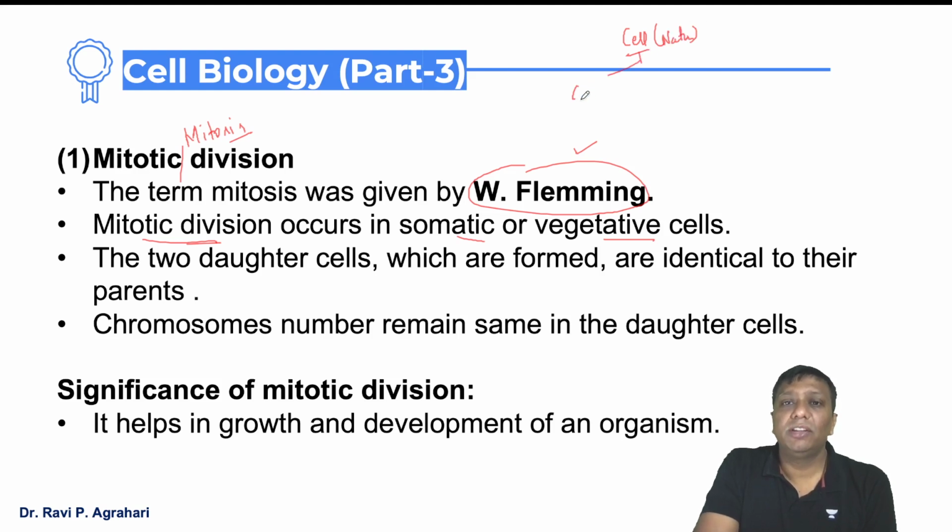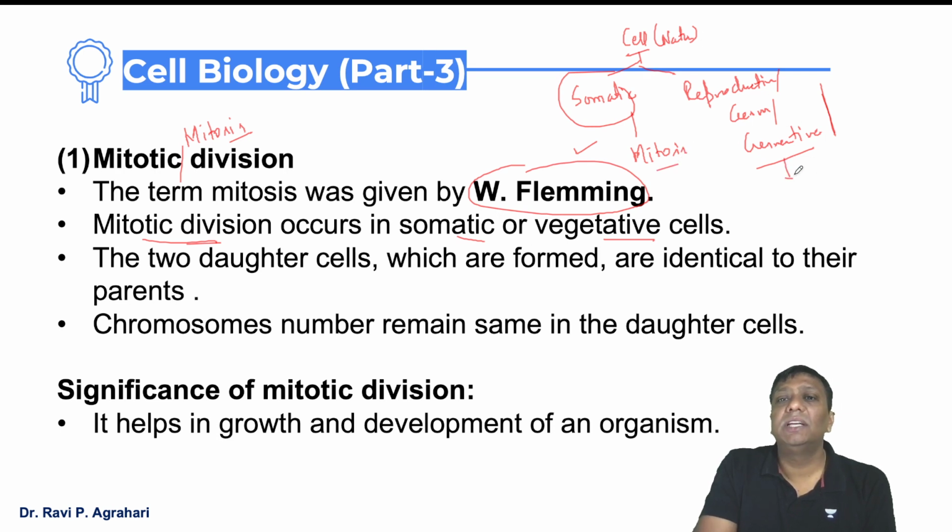The one nature of cell is called a somatic cell, and the second nature of cell is called a reproductive cell. A reproductive cell is also called a germ cell or generative cell. Actually, the somatic cell is involved in mitosis division, you must know, and the reproductive or germ or generative cell is responsible for the meiosis division.